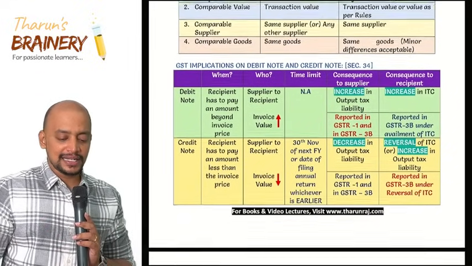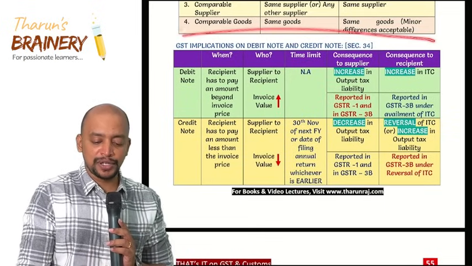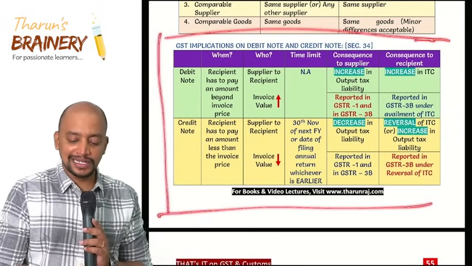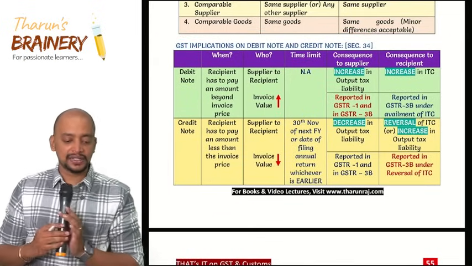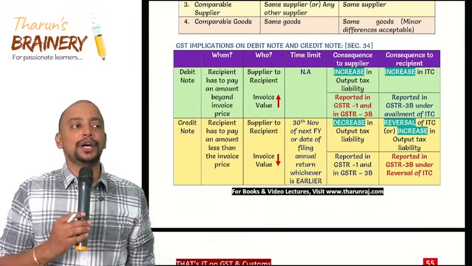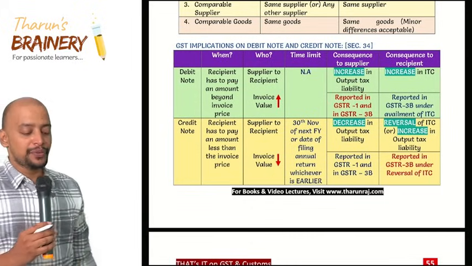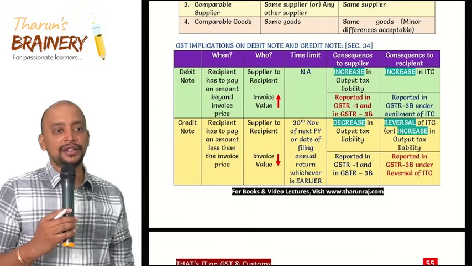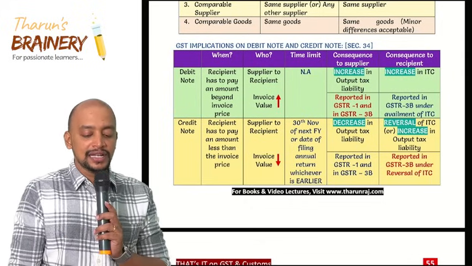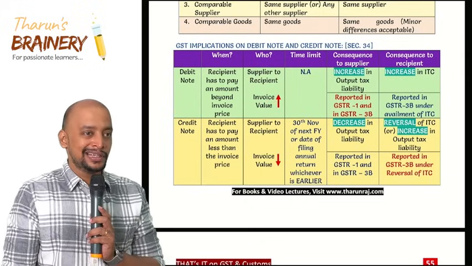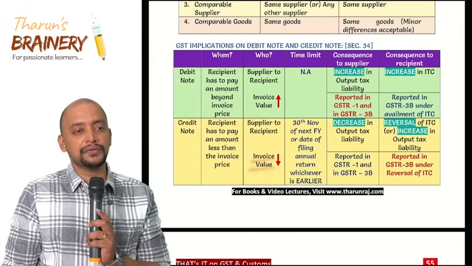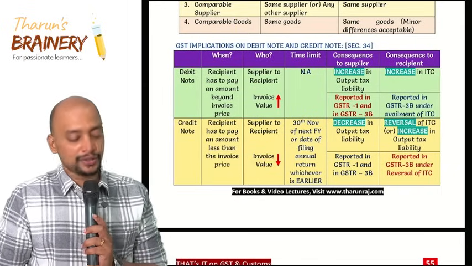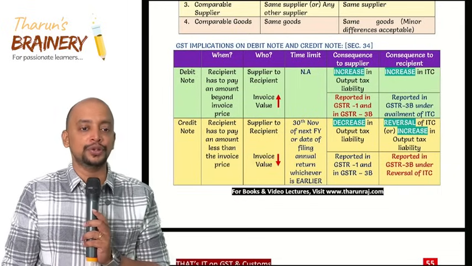And this is the GST implications on debit note and credit note, which I have been discussing previously. Section 34 talks about debit note and credit note. So whenever there is an increase in invoice value, what is the name of the note? Debit note. Whenever there is a decrease in the invoice value, what is the name of the note? Credit note. Generally, who will give debit note and credit note to whom?